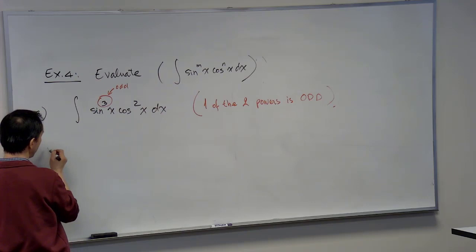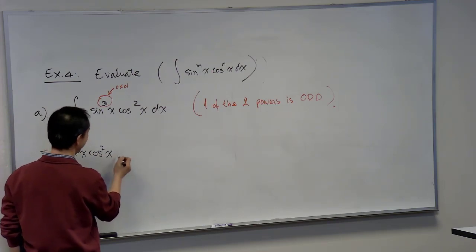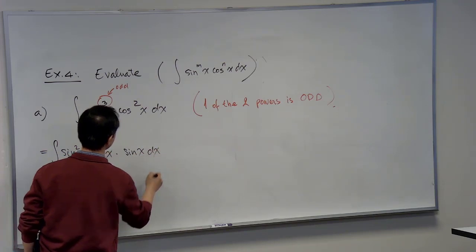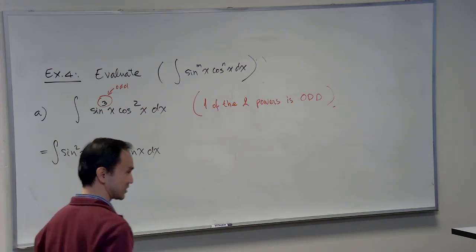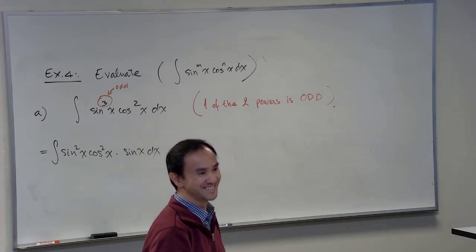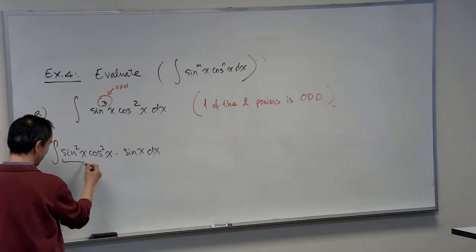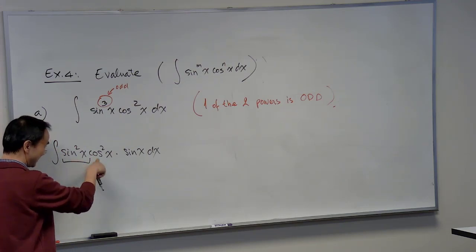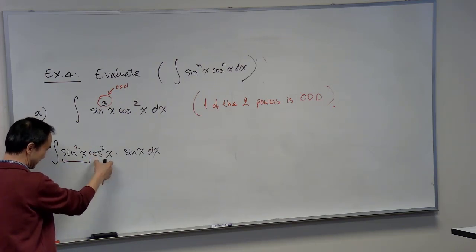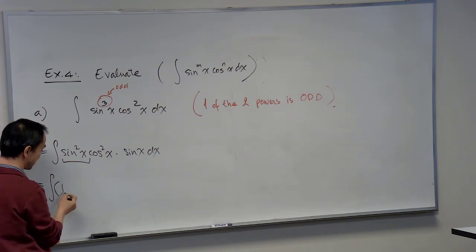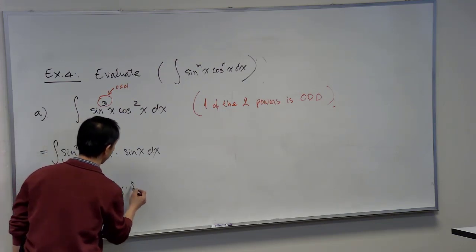Using that same trick, I'm going to rewrite this as sine squared of x times cosine squared of x, and then separate out that leftover one, which is another sine of x. As long as you recognize one of the two powers being odd, that's super good. This is very similar to the work we have done previously. I'm leaving the cosine squared out for now, whatever power it is. The sine squared I'm going to turn into the famous 1 minus cosine squared, times the cosine squared, times the sine of x.